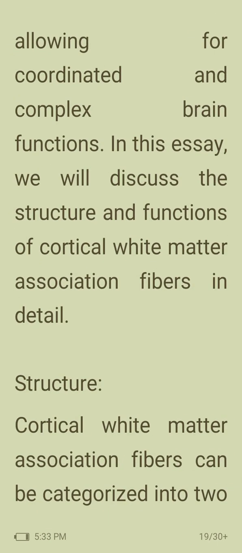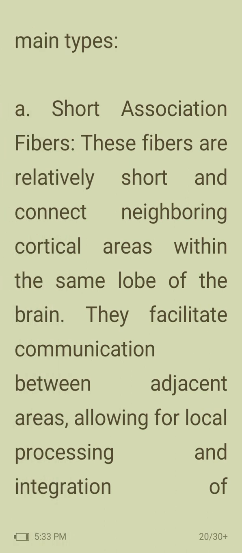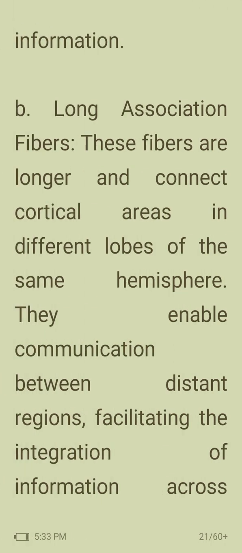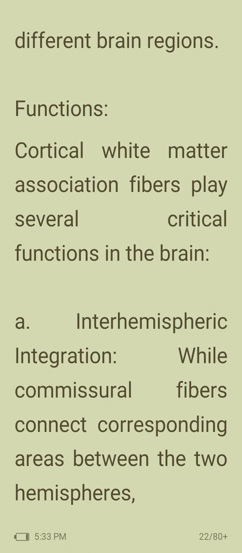Cortical white matter association fibers can be categorized into two main types: short association fibers. These fibers are relatively short and connect neighboring cortical areas within the same lobe of the brain. They facilitate communication between adjacent areas, allowing for local processing and integration of information. Then long association fibers. These fibers are longer and connect cortical areas in different lobes of the same hemisphere. They enable communication between distant regions, facilitating the integration of information across different brain regions.